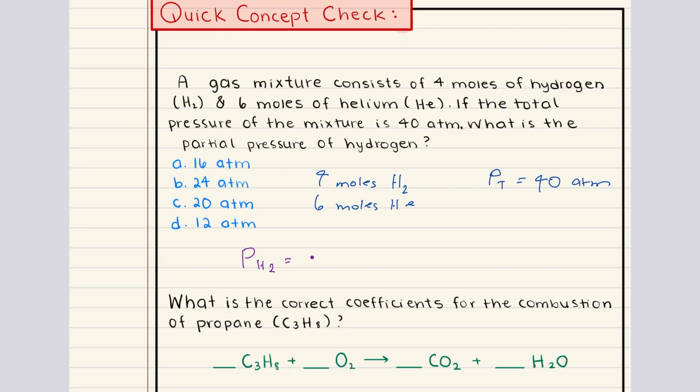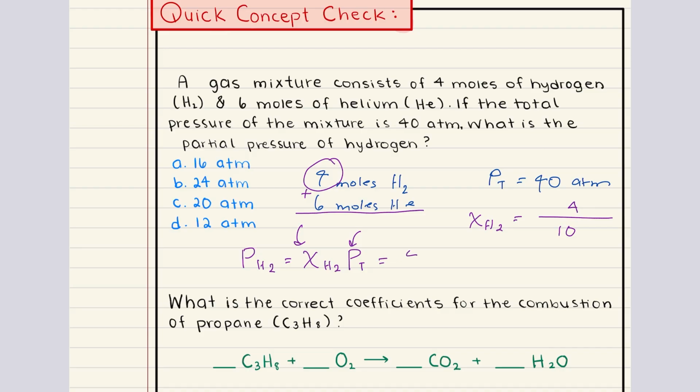That's going to be equal to the mole fraction of hydrogen multiplied by the total pressure of the system. We know the total pressure of the system. What we do not know is the mole fraction. So we want to start by calculating that. The mole fraction of hydrogen is going to be the number of moles of hydrogen, which is 4, divided by the total number of moles in the system, which is 4 plus 6, and that's equal to 10. So we're going to leave our mole fraction in this form, 4 divided by 10.